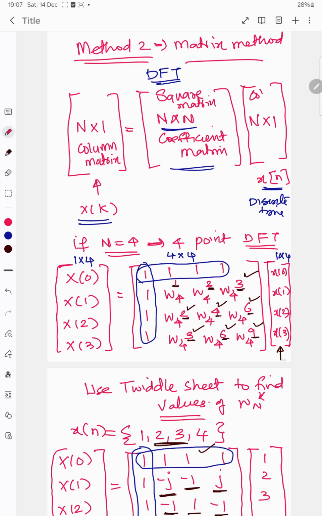Okay, and this is also a column matrix. So column matrix means what? Only one column, but there are several, or n, number of rows here. So please remember this rule. Here is a column matrix, here is a square matrix, and here is again a column matrix.